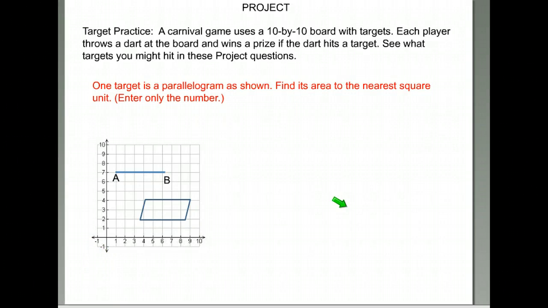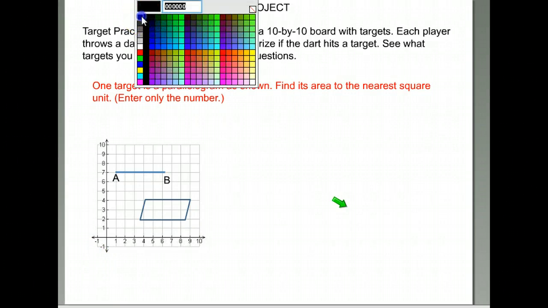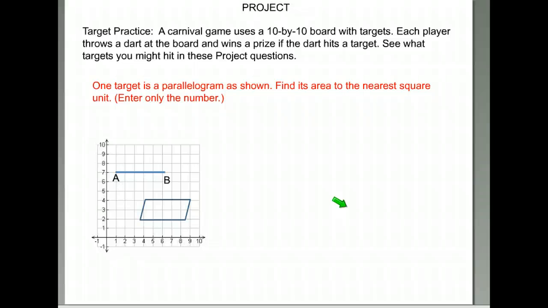to do the problems and how to answer them. So for this project, they say they're doing target practice, and there's a carnival game that uses a 10 by 10 dartboard, this section here, with targets. Each player throws a dart at the board and wins a prize if the dart hits the target.